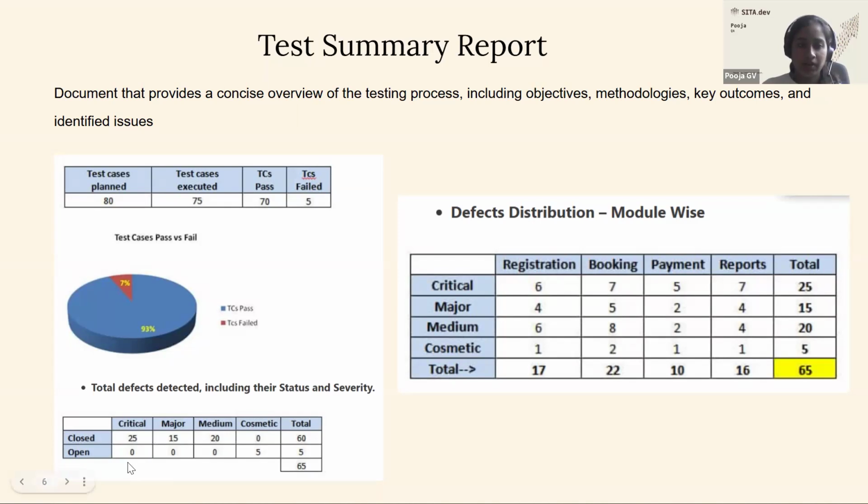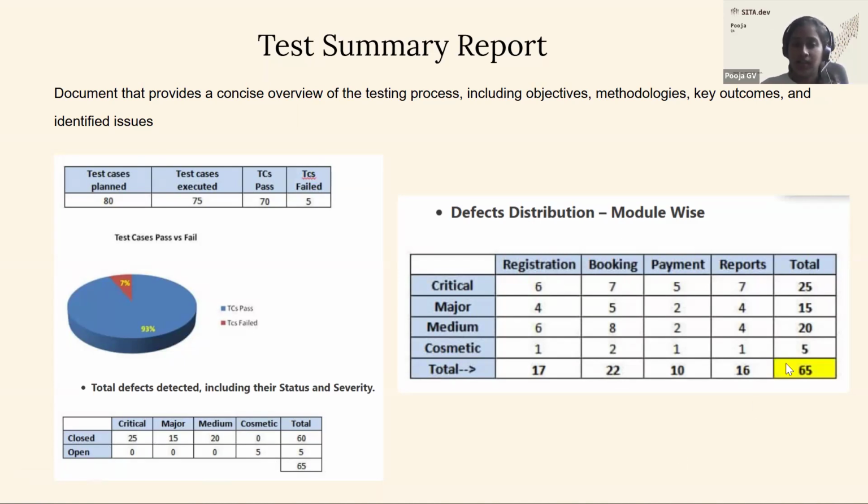And in this particular closed issues, what are the critical issues, major issues that we have worked, medium issues, cosmetic are the less prioritized ones, and totally 60 we have worked. And what are the other 5 issues that have failed, we have kept them open, and we are working on the other 5 issues by integrating with the development team.